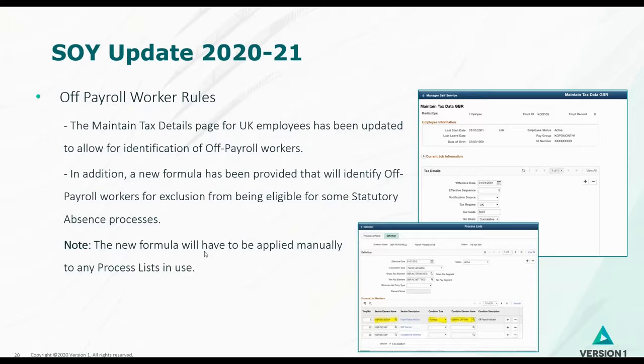And as you can see from the second page I pulled up there, which is one of the example delivered process lists, a new formula has been supplied that you can add as a condition to relevant sections within the process list to ensure that anybody who is marked as an off payroll worker will be excluded from those processes and won't be accidentally picked up for any payments they're not eligible for. Worth bearing in mind, especially if you've set up your own process lists, that new formula will have to be applied manually to the processes that you're using. So please bear that in mind.